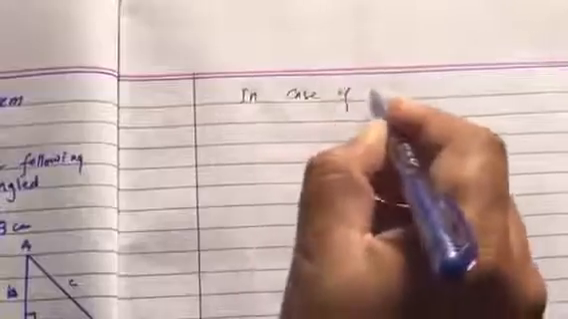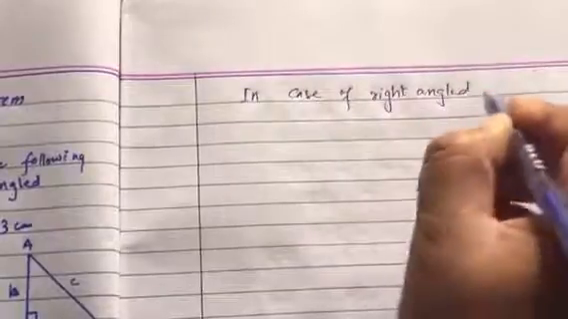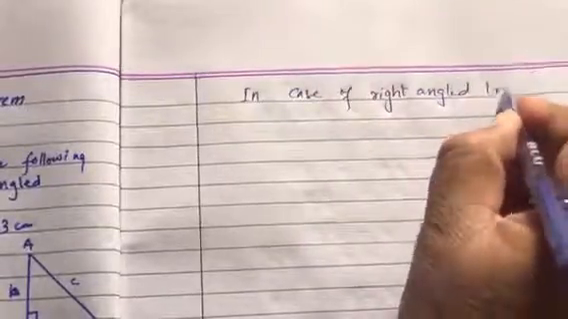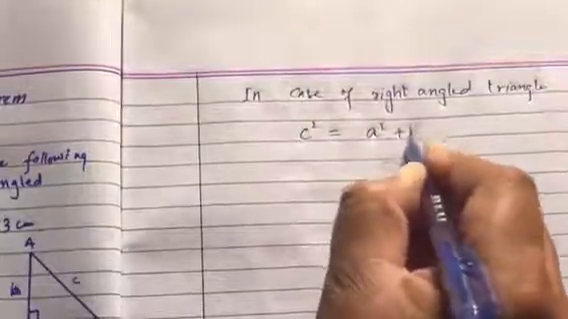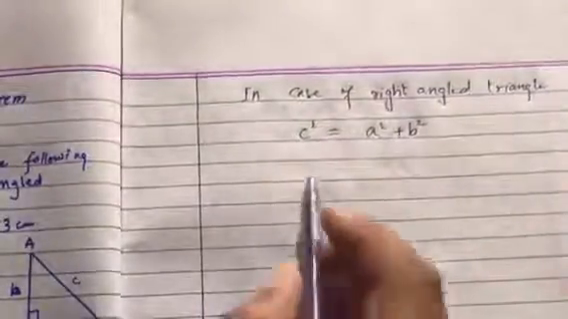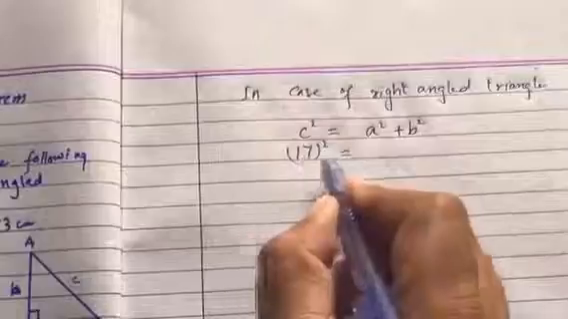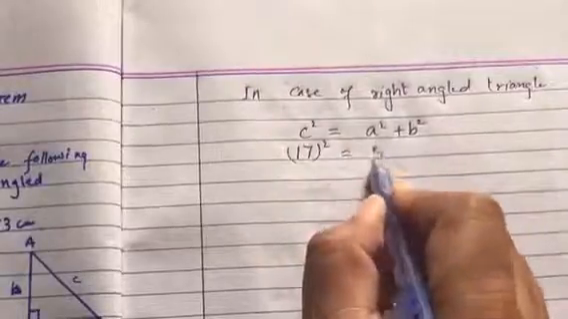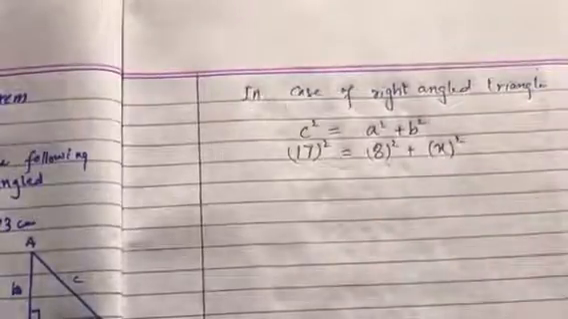So we will write, in case of a right angled triangle, we will use the Pythagoras theorem, which is c square is equal to a square plus b square. So by putting the values, c is equal to 17, so we will take the square of 17, and a is equal to 8, so we will take the square of 8, and b is equal to x, so we will take the square of x.